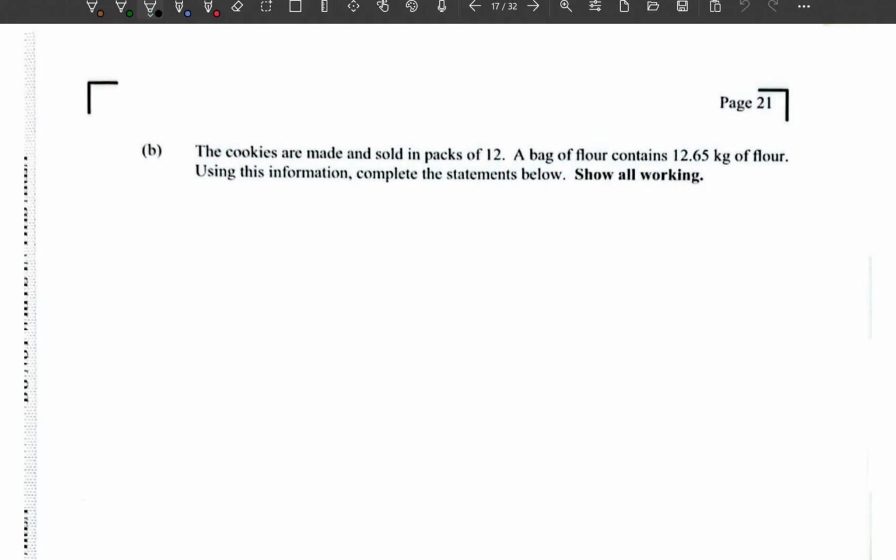So the first thing I would do is see exactly how much flour is required to make 12 cookies. We know that 20 cookies requires 175 grams of flour. Therefore, 12 cookies would require 12 over 20 multiplied by 175. Working this out on the calculator, that is 105 grams of flour.